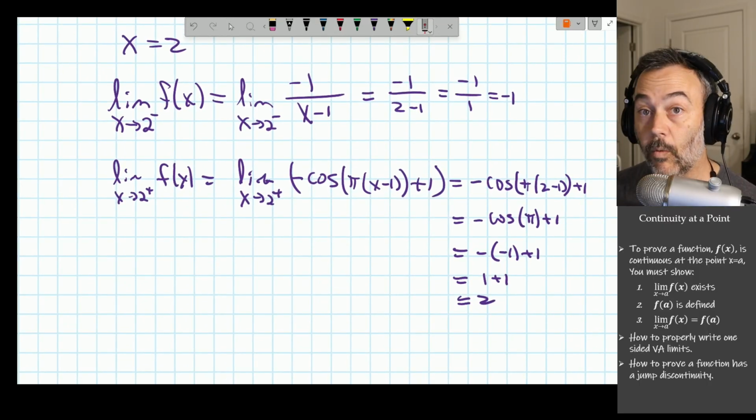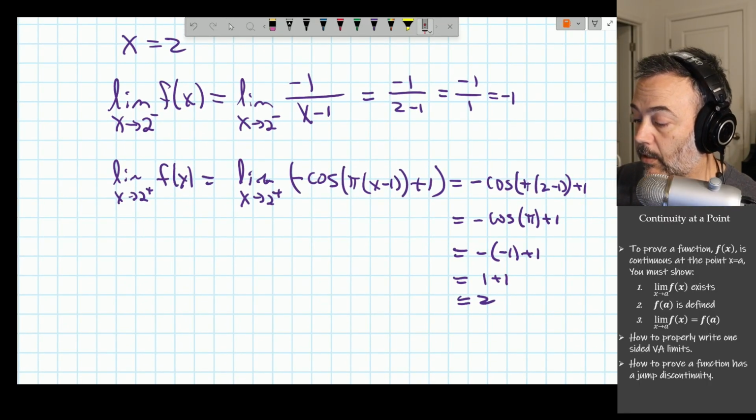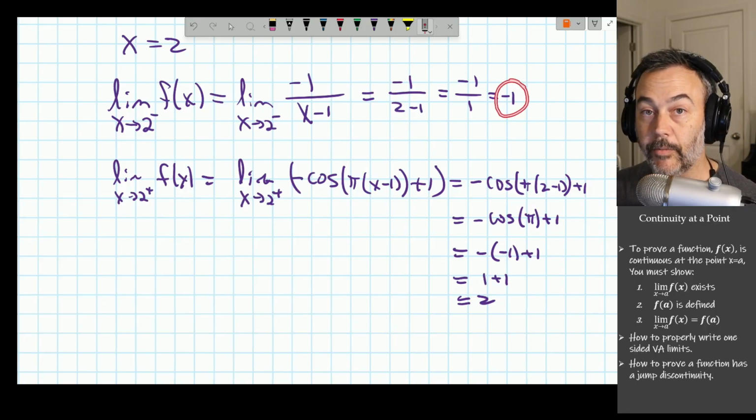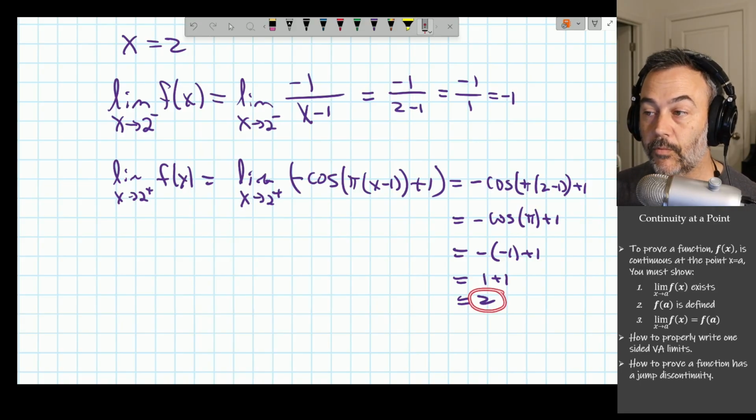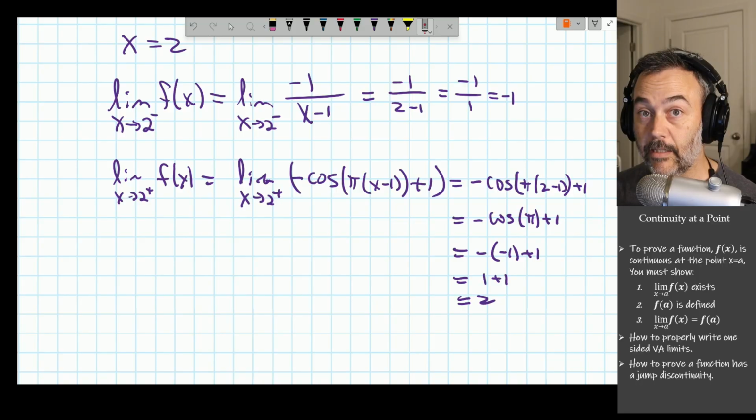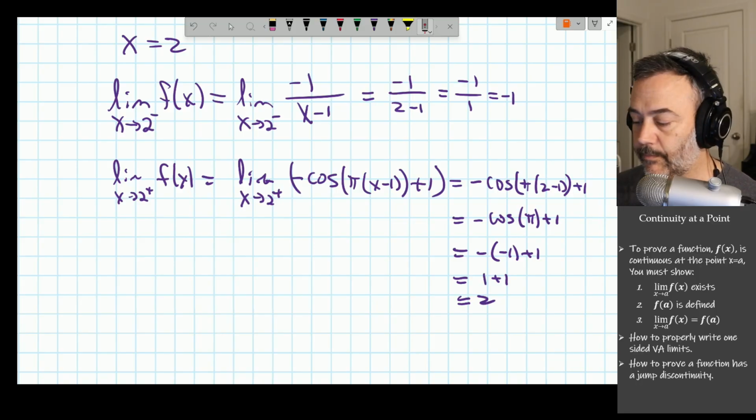Okay, now what kind of a discontinuity is this? The left limit is a finite real number, negative 1. The right limit is a finite real number, 2. This is a jump discontinuity because both sides are finite, they exist, and they're different.